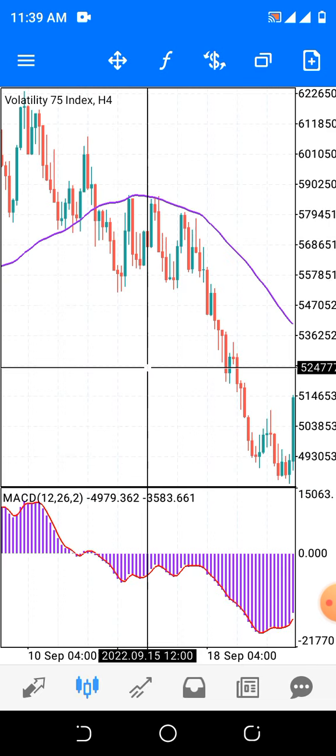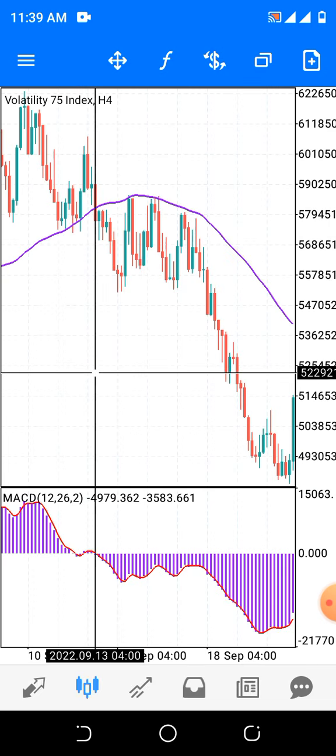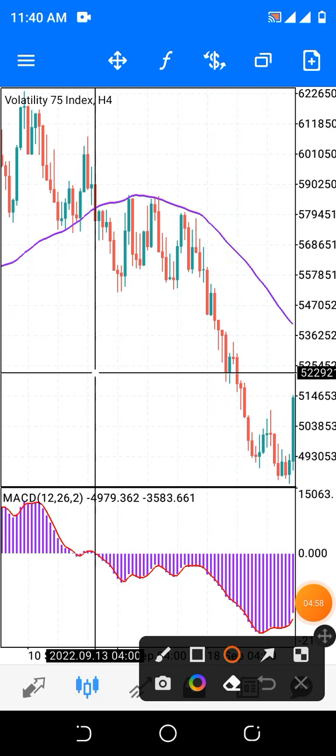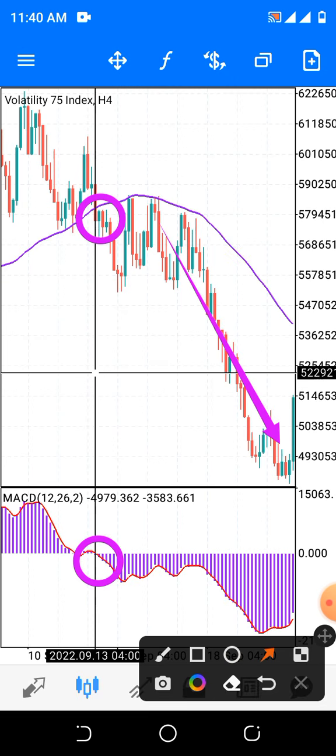This is a clear simultaneous crossing. Are you seeing it? As clear as it is. Now tell me why you will not be making excess profit. This is a clear sell signal, and this is a huge profit. Hundreds of dollars, thousands of dollars, depending on your lot size. So this is a killer strategy.